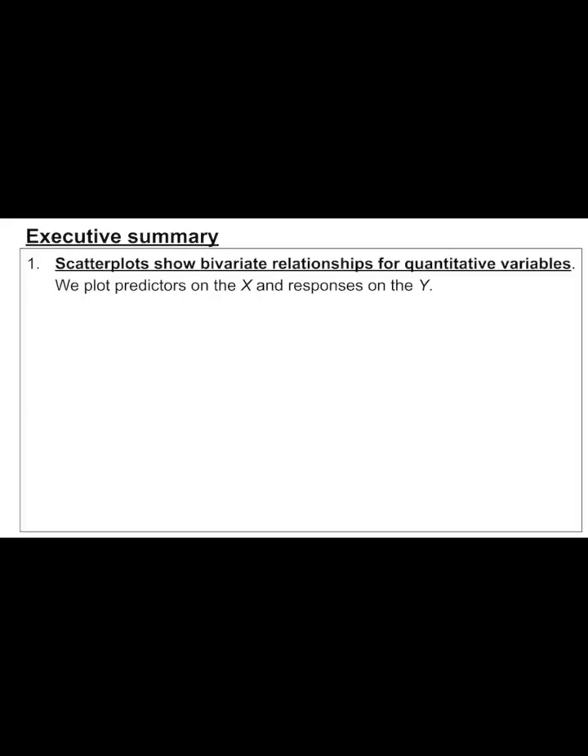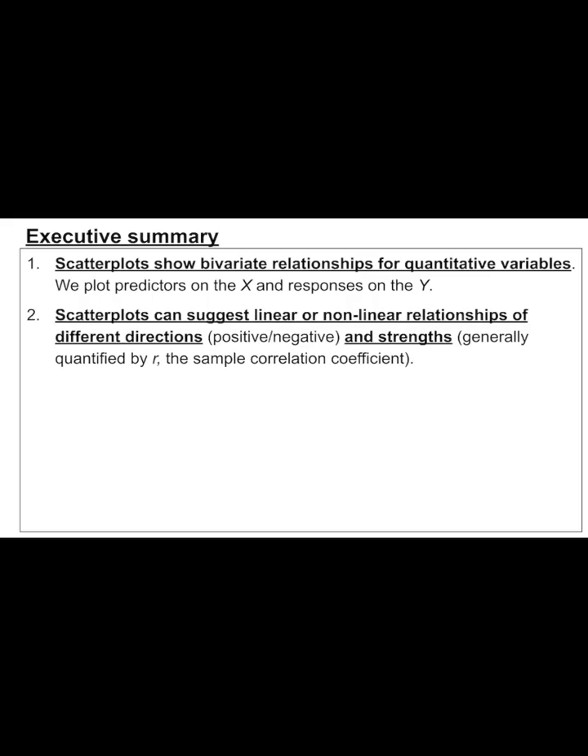So here's the executive summary of the lecture. Scatterplots show bivariate relationships for quantitative variables, and we typically put predictors, or the variable that we think is either causal or it's just one that we think makes sense to treat as the kind of fundamental variable, on the x. And we put the outcome, or the response, or the dependent variable, these all mean the same thing, on the y. Pretty straightforward. Scatterplots can suggest linear or nonlinear relationships of different directions and different strengths.